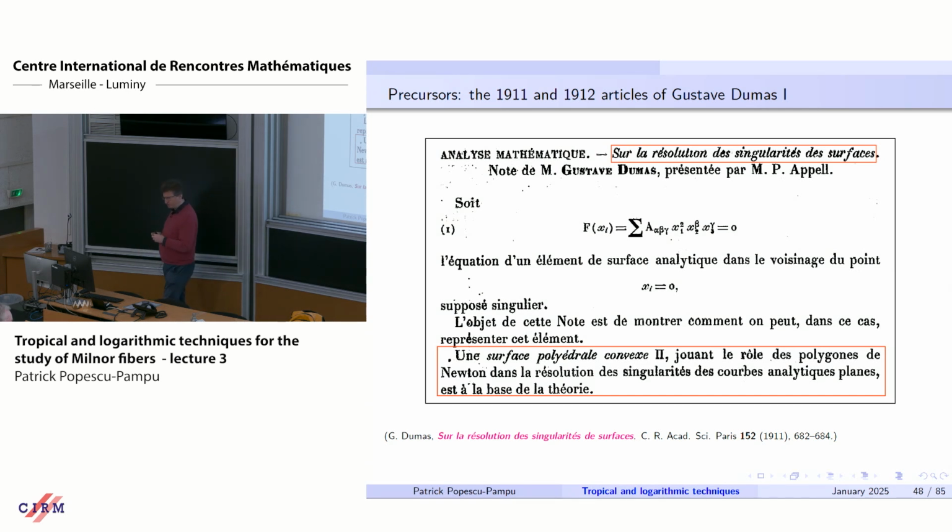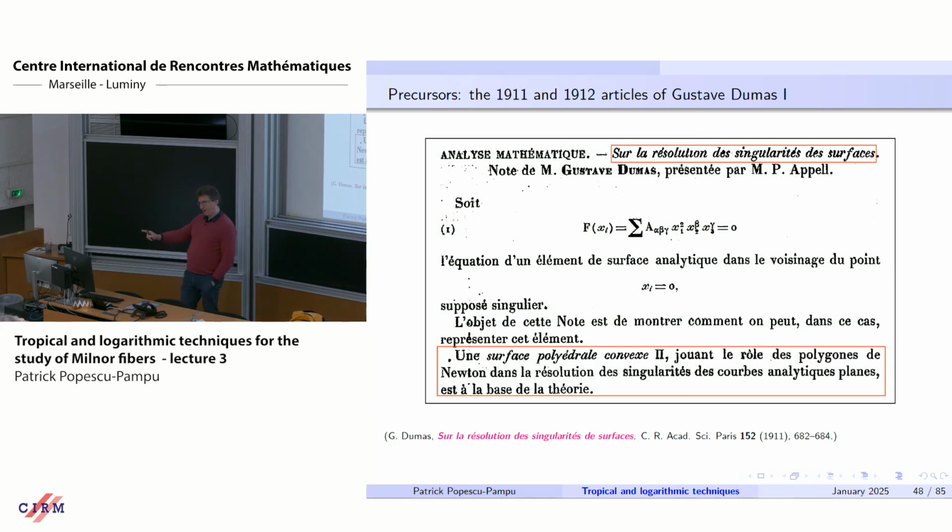So the object of this note is to show how we can, in this case, represent this element. To represent this element is to resolve the singularity, it is a way of representing it. The singularity is something we do not understand because a lot of structure is crushed there, and the representation opens it. So how to represent the element? A polyhedral convex surface which plays the role of the Newton polygons in resolution of singularities of analytic plane curves is at the basis of the theory.